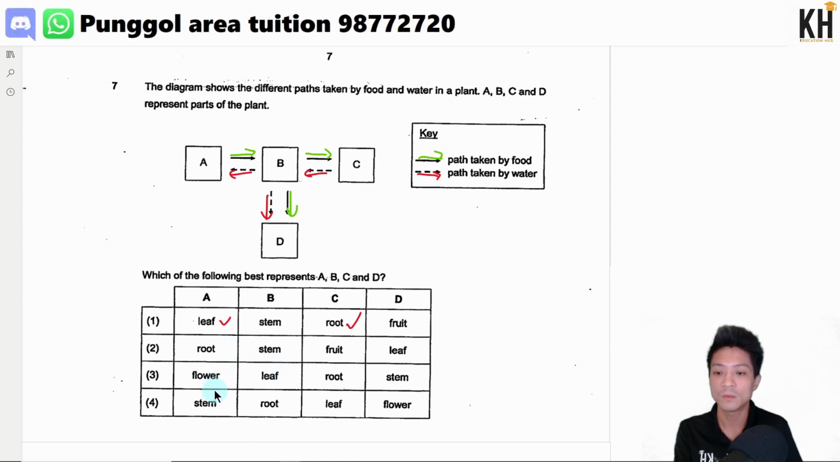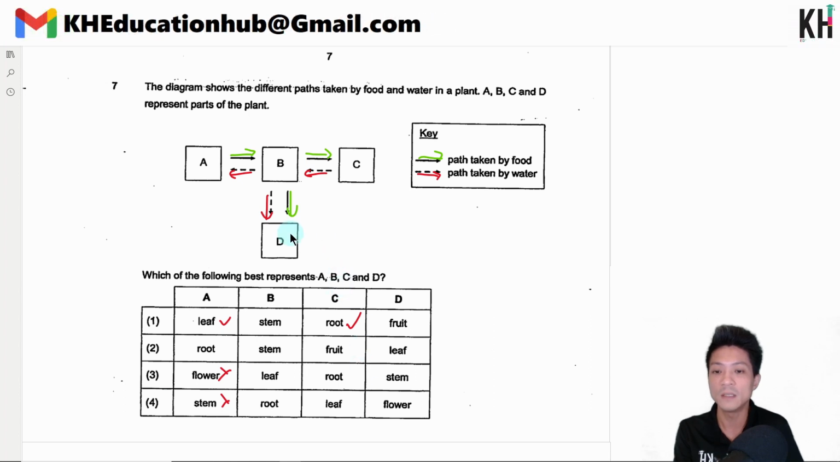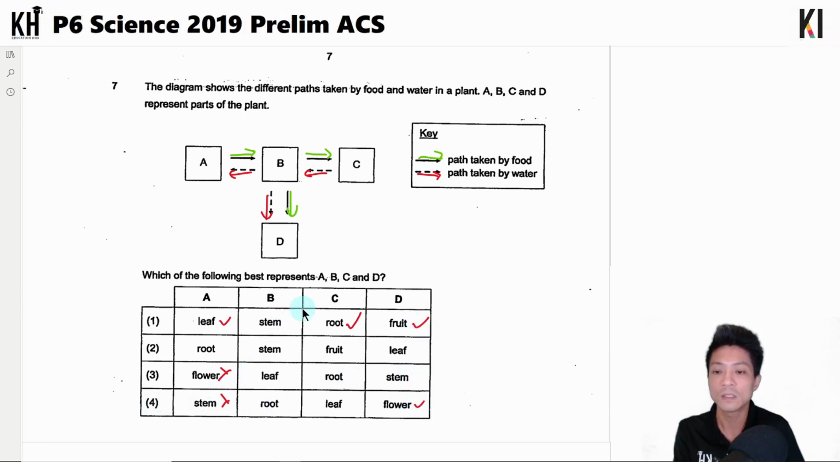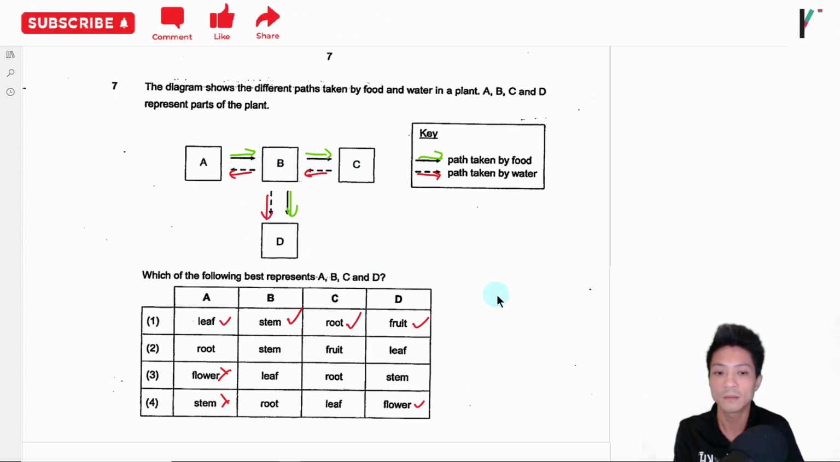Okay, it's not gonna be the stem, so which means that option 4 is out. Part D is most likely either the flower or the fruit, right? The fruit or the flower. But option 4 is already out, so most likely option 1 is the answer, because B is most likely the stem that is in the middle that connects all the parts together. Okay, so in this question 7, the answer is number 1.